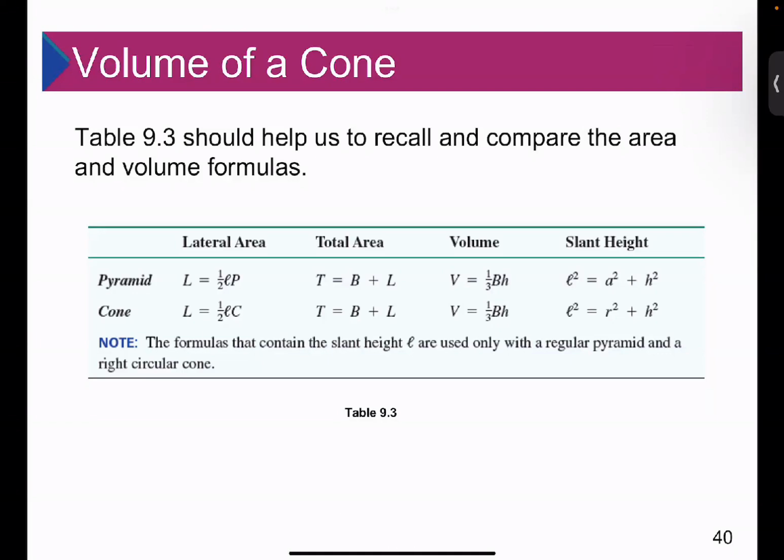For the pyramid, the slant height L is the square root of a squared plus h squared, where a is the apothem and h the height. For the lateral surface of the cone, the slant height L is equal to the square root of r squared plus h squared.